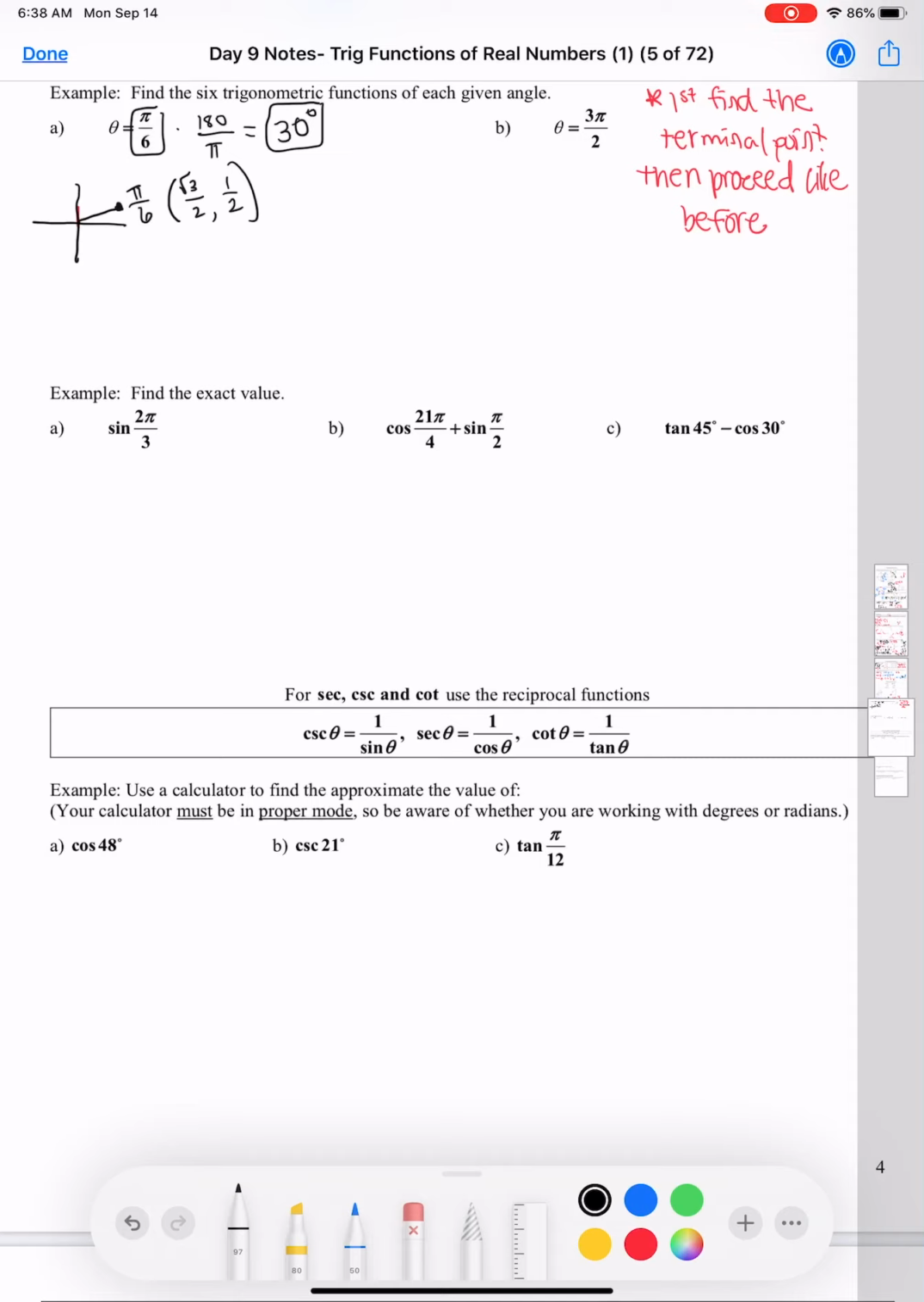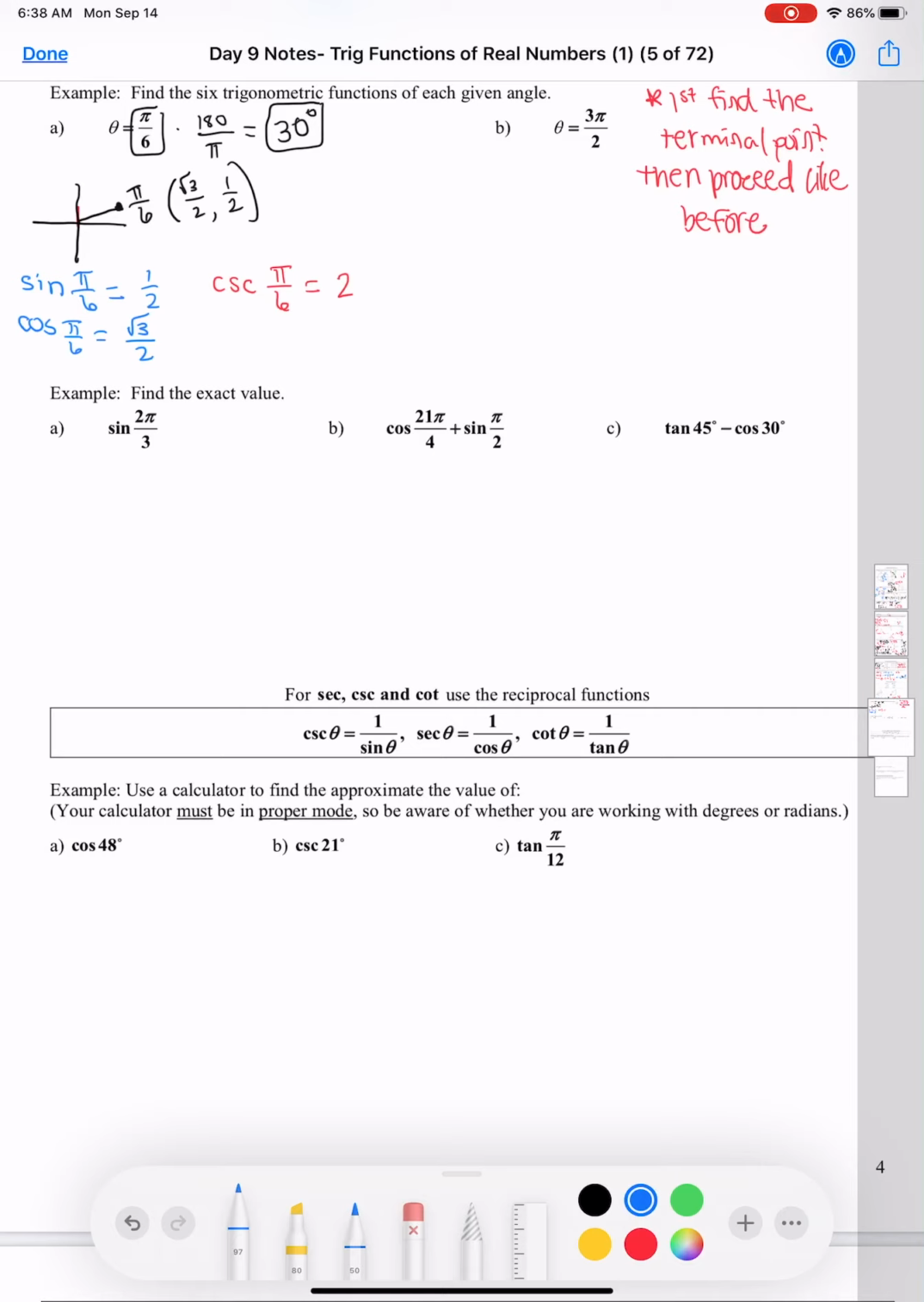So, let's start with sine. Sine of pi over 6, we know that's going to be the y value of this coordinate point. So 1/2. That makes it really easy to find cosecant. I'm just going to flip around that 1/2, so 2 over 1 is 2. Now I'm going to find cosine. Well, that's just going to be the x value of that coordinate, so root 3 over 2.